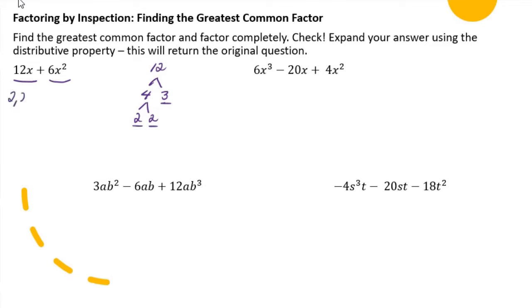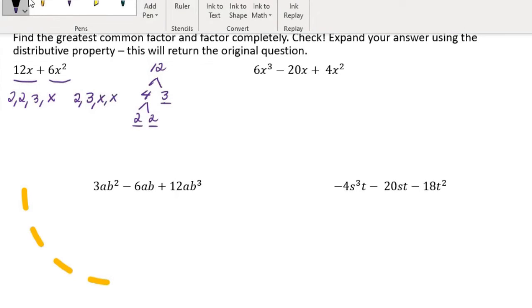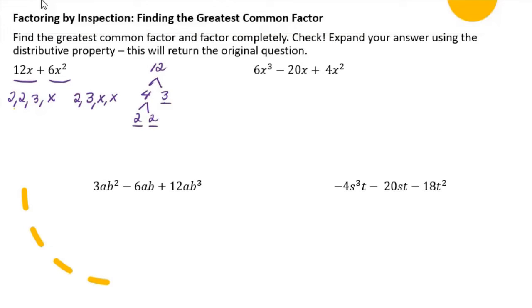So I'll write these underneath: 2, 2, and 3. And of course, there's an x there as well. So the prime factors for the first term are 2, 2, 3, and x. Prime factors for the second term: well, 6 is divisible only by 2 and 3, and both are prime. And x squared is x times x. You don't need to do this, and if you already see the answer, it's not a problem to go ahead and write it down. But this can help us when our problems get a little bit more challenging.